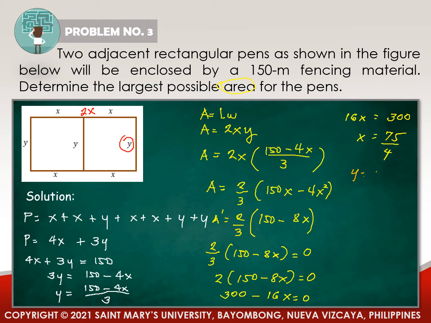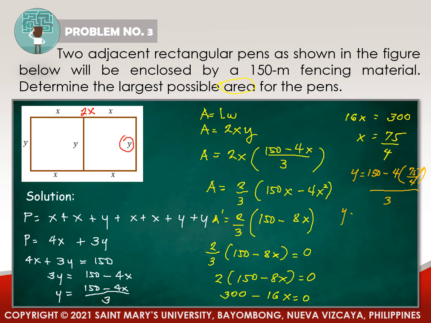Y equals (150 minus 4 times x, 75 over 4) divided by 3. So galing yun doon sa value ng y na 150 minus 4x over 3. And since ang ating x is 75 over 4, nag-substitution na tayo dyan.